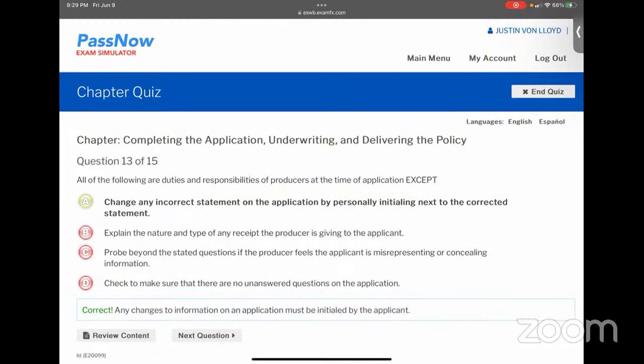Change any corrected statement. The agent cannot personally initial next to the corrected statement. That is the insured's job or the applicant's job, because they're the one that initialed it. So if they mark something wrong, they slash it out, and then they put their initial on it because they changed it. But actually, if you're doing it online, it's gonna be different anyway. That's for paper. But it can still apply if you have to change that, because I had to do that one day. Unfortunately, it was brutal. It was old school.